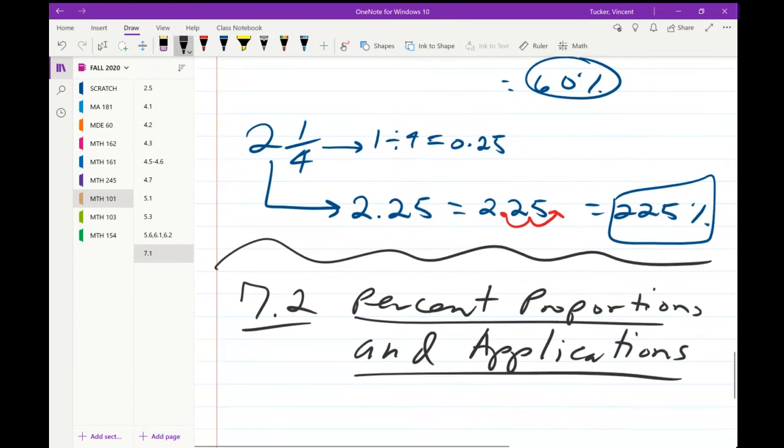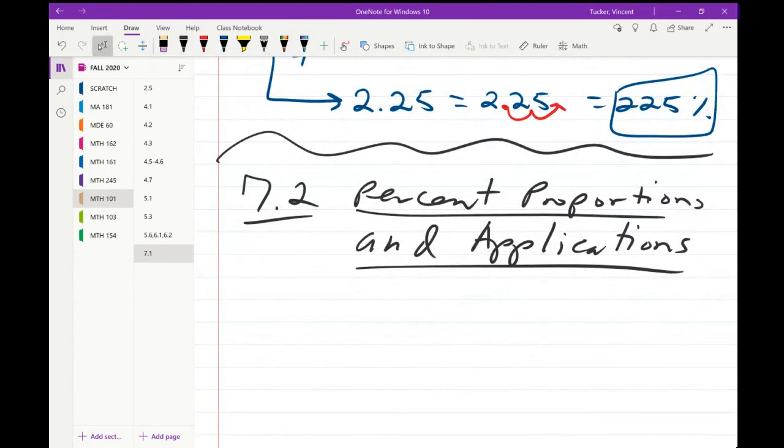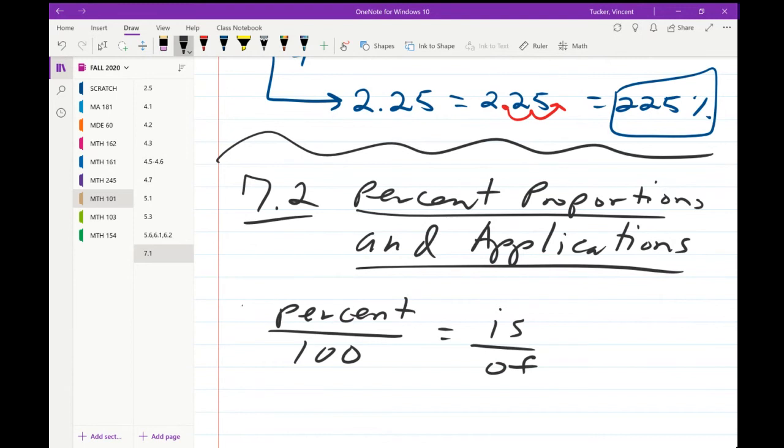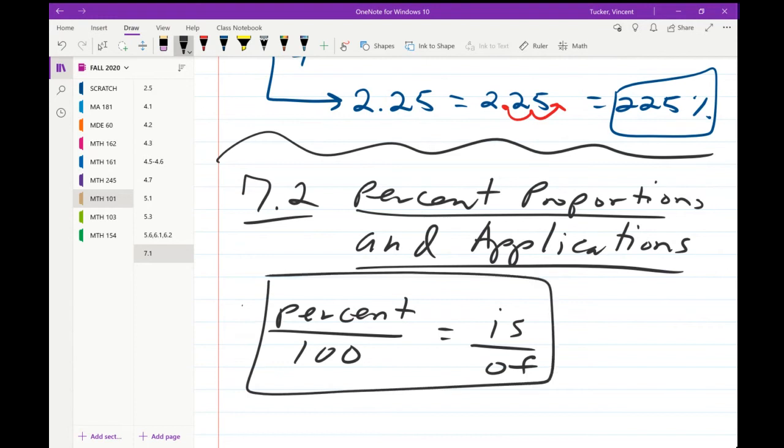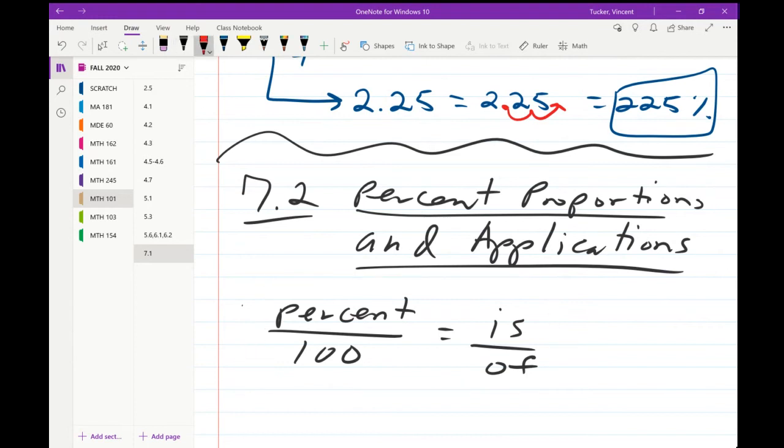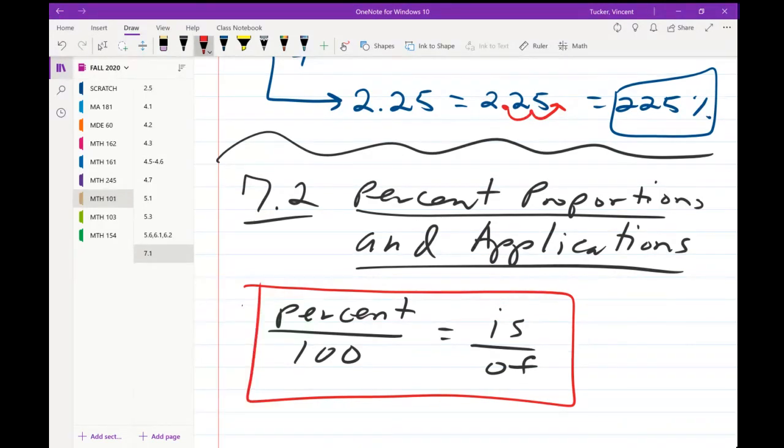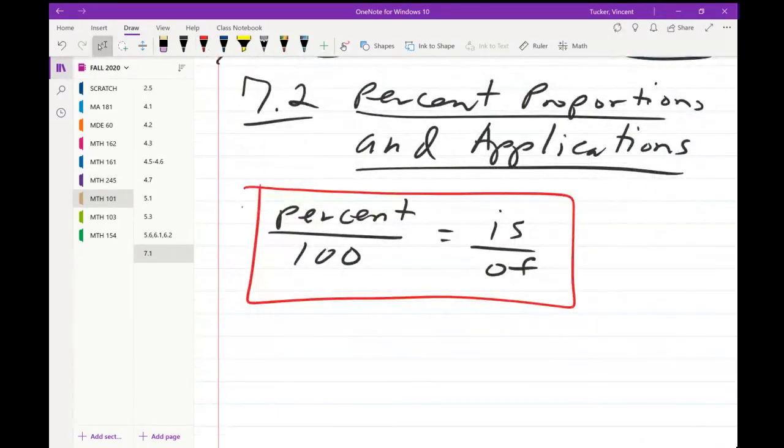All right, so we're going to set up proportions in this section. Let me go ahead and set it up. Okay, so percent equal to is over of is the way we can set up our proportion. So let's look at our first example and see what that means.